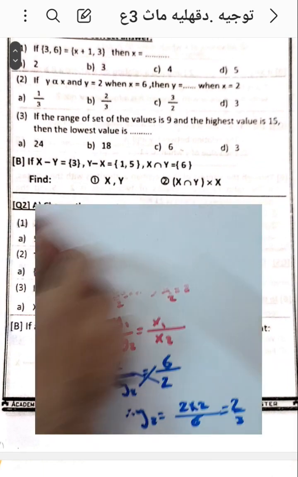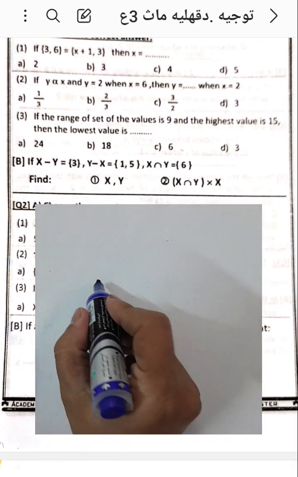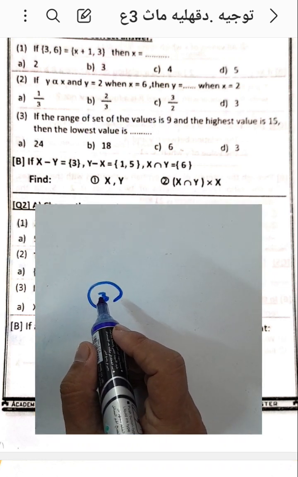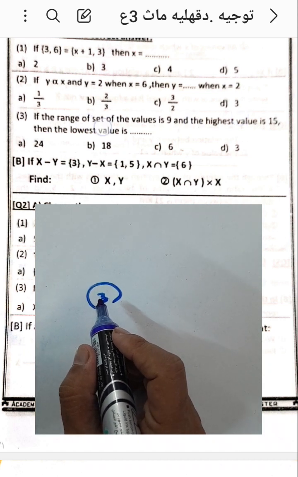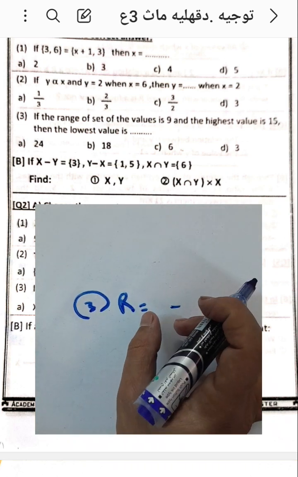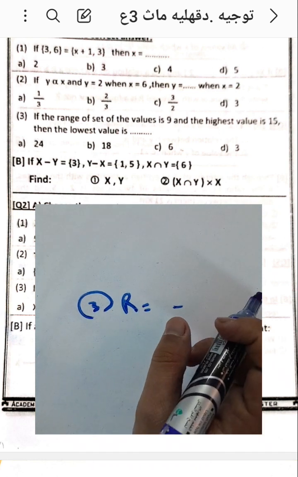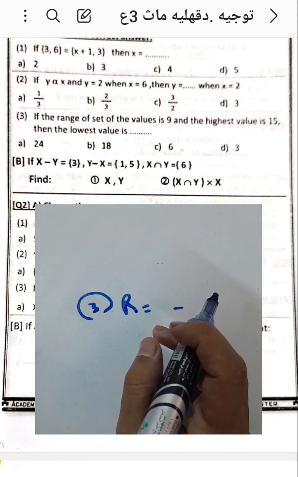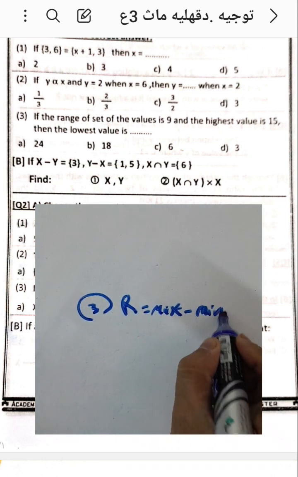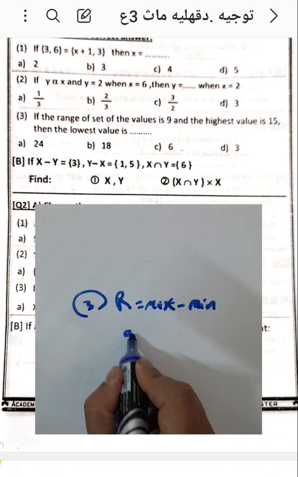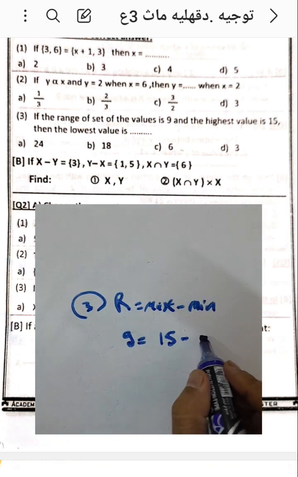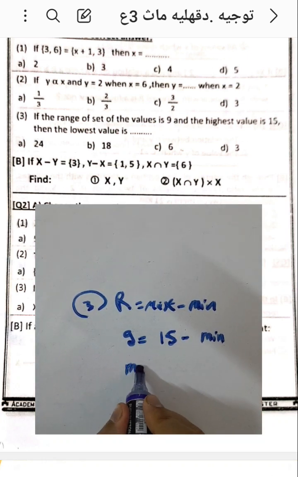Question number 3. If the range of a set of values is 9 and the highest value is 15, then the lowest value will be what? We know the range is the subtraction between the maximum and the minimum, the greatest number and the smallest number. The highest number he gives us in this example is 15, so the range is the difference between maximum and minimum. He gives us the range in the example as 9 and the maximum as 15, subtract the minimum value, the lowest.